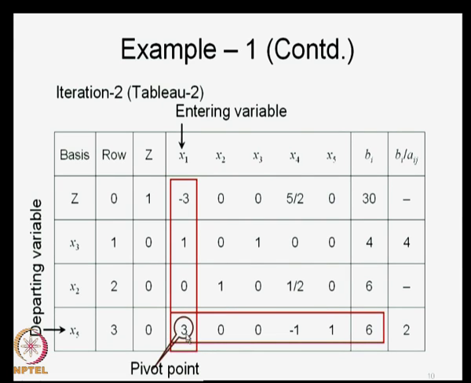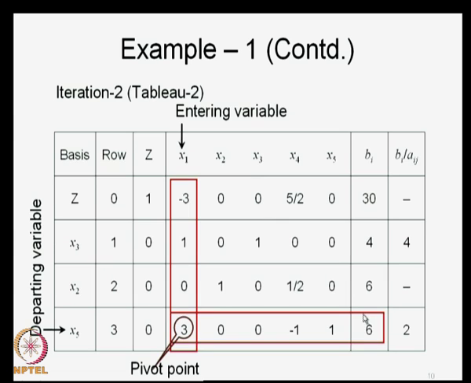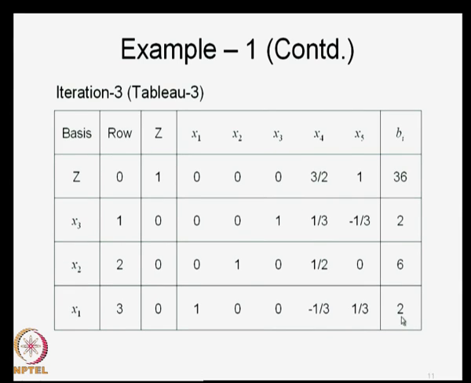Then what is it that we do? We first divide the pivotal row by the pivotal element and rewrite that. So, your new basis will be Z, x3, x2 and x1 will come here, x5 will go out. We rewrite the basis, this remains the same, this remains the same, and first we rewrite the pivotal row here by dividing the pivotal row elements by the pivot point. So, let us look at this. So, this will be 3 by 3 and 0 by 3, 0 by 3 and minus 1 by 3 and plus 1 by 3, and this will become 2. So, this is how the first transformation you do.